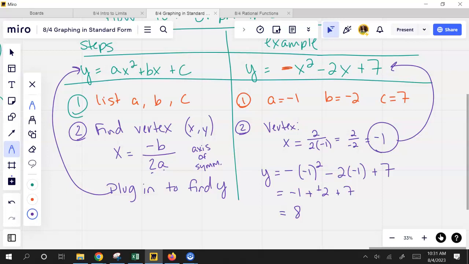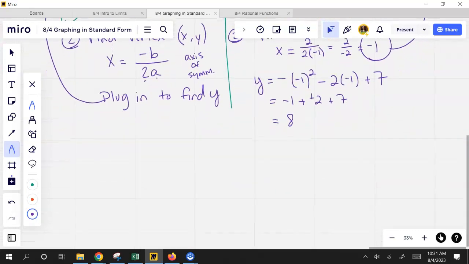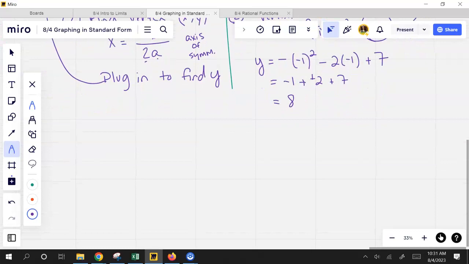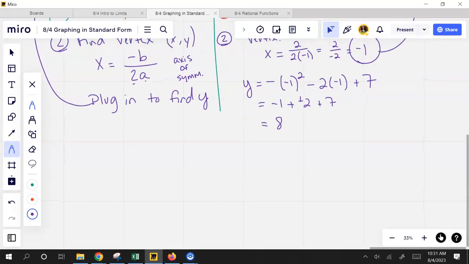All right, is everybody with me? What are the coordinates then of the vertex? Negative 1, 8. So here I'm going to put a note that says, so I can go ahead and plot that vertex, right?